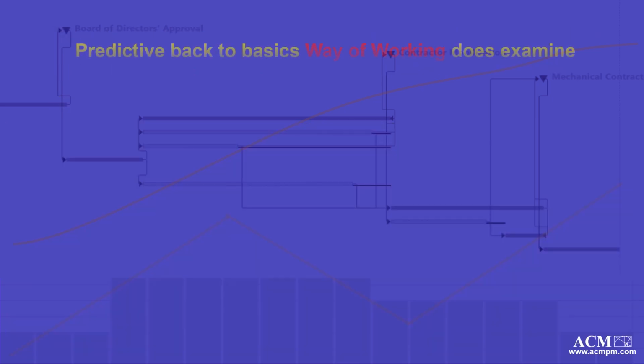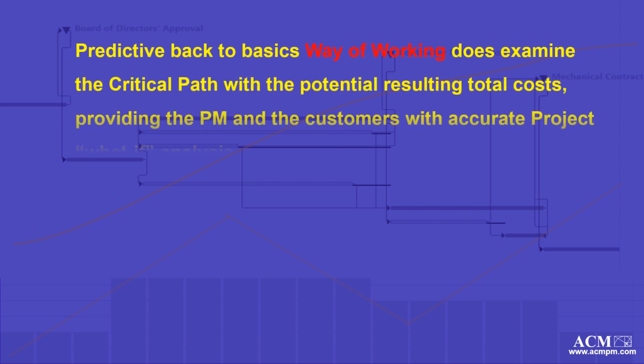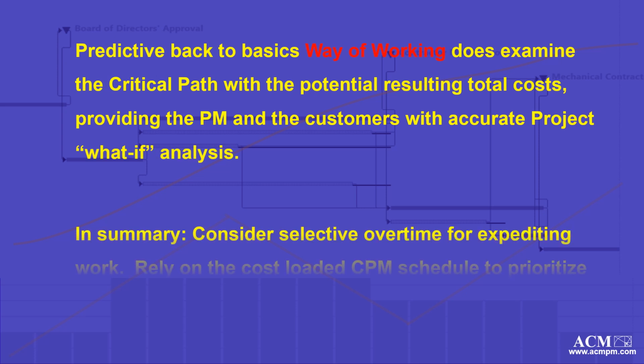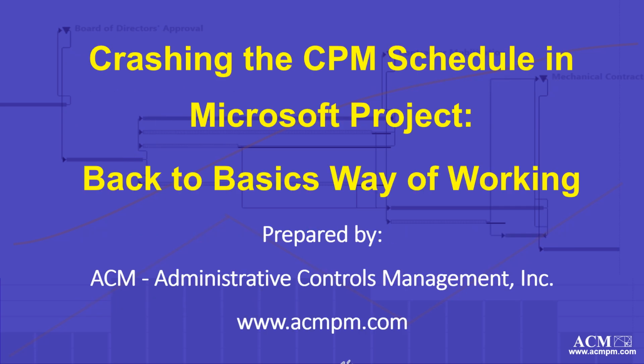Predictive, back-to-basics way of working does examine the critical path with the potential resulting total costs, providing the project manager and the customers with accurate project what-if analysis. In summary, consider selective overtime for expediting and crashing work. Rely on a cost-loaded critical path method schedule to prioritize and optimize the critical path work. That concludes this informational lesson on predictive ways of working, critical path method, and total cost management.